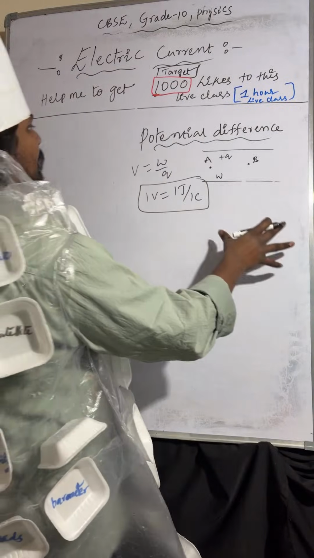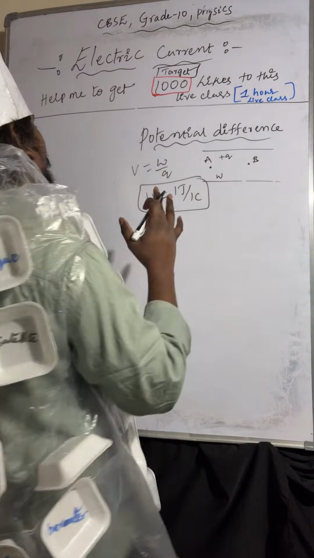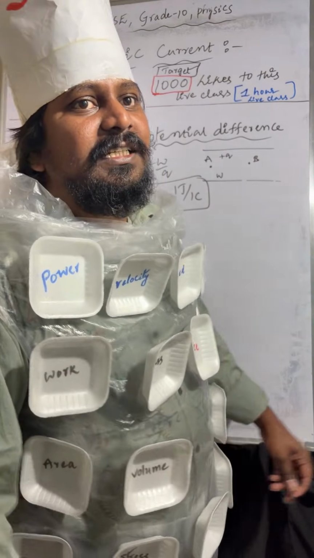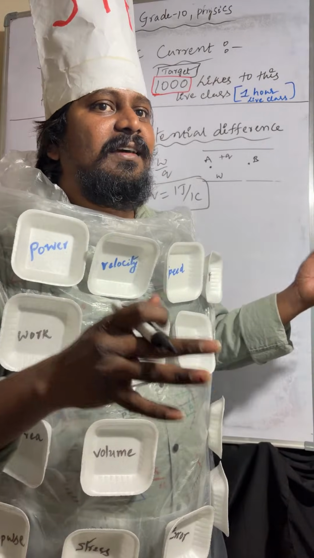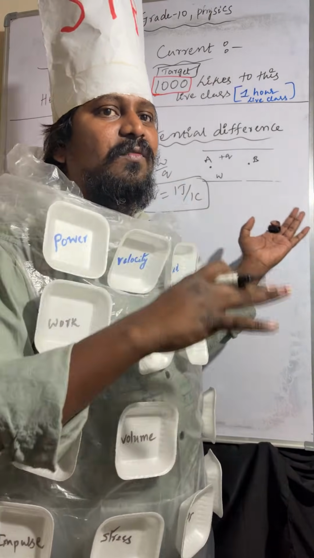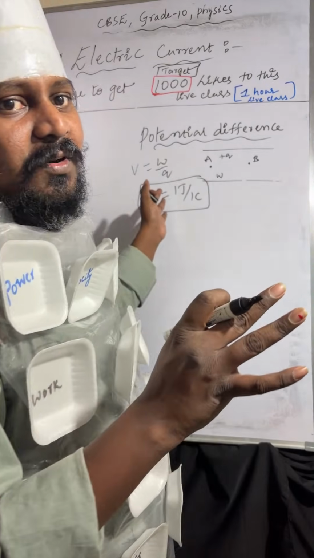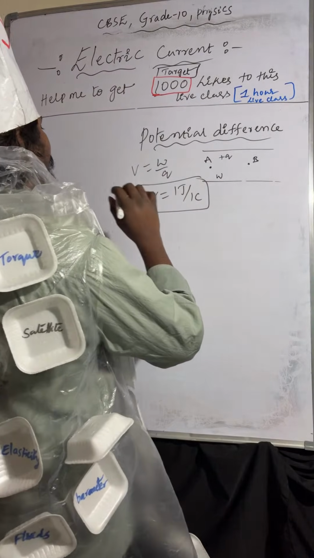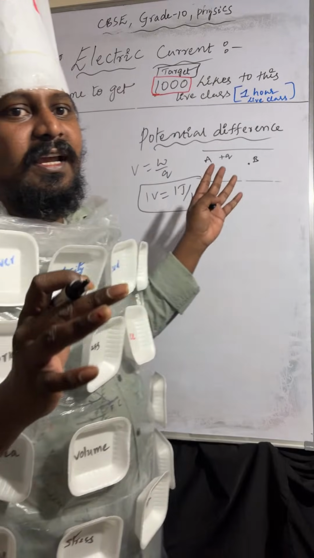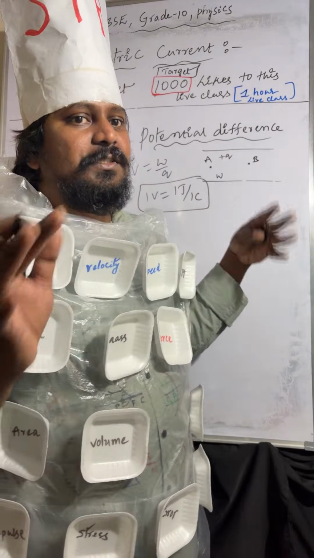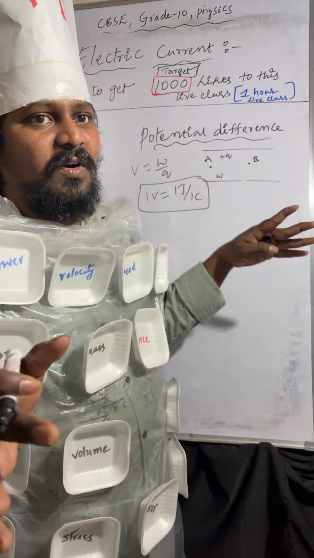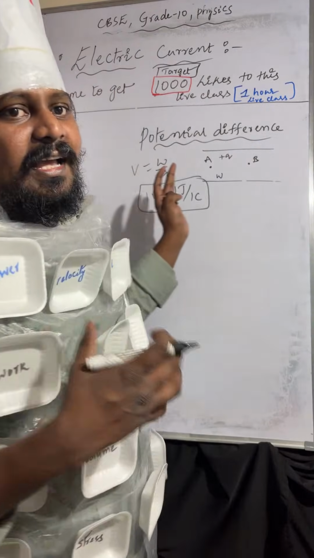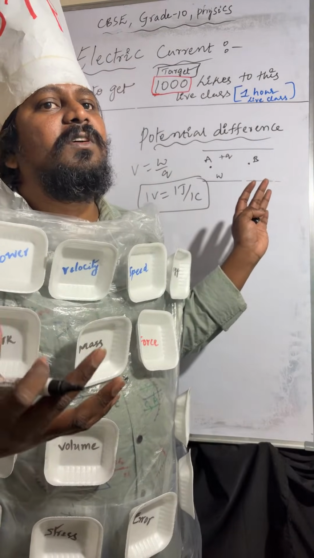Coming to the concept, potential difference: work done to bring unit positive charge from one point to another point within the conductor is called potential difference. V equal to W by Q. SI unit of potential difference is volt, SI unit of work is joule, SI unit of charge is coulomb. 1 volt is defined as 1 joule of work done to bring 1 coulomb of charge from one point to another point.